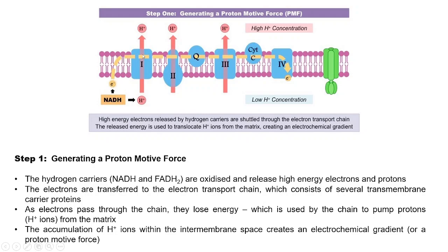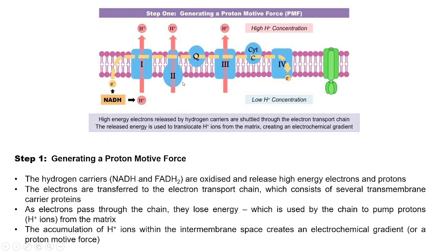Electrons are transferred into the electron transport chain, which consists of several transmembrane carrier proteins. They are categorized into different complexes. As electrons pass through this chain, they subsequently lose energy, which is used by the chain to pump protons from the matrix. As you can see, the electron is moving through the transmembrane proteins, and with every movement it is losing its energy, and this energy is utilized to pump these protons from the low concentration to high.